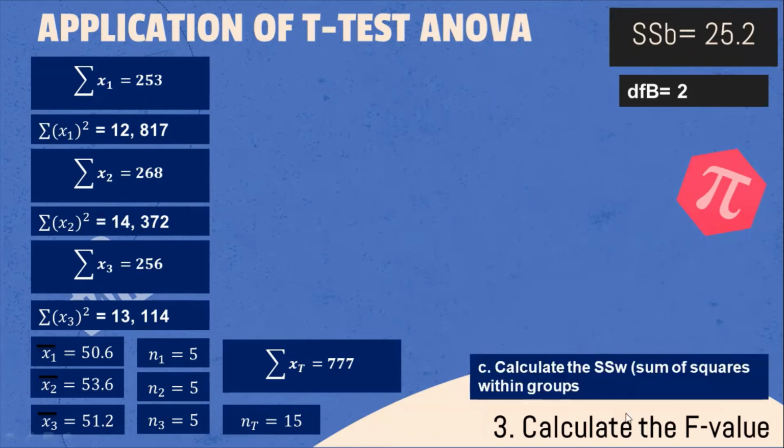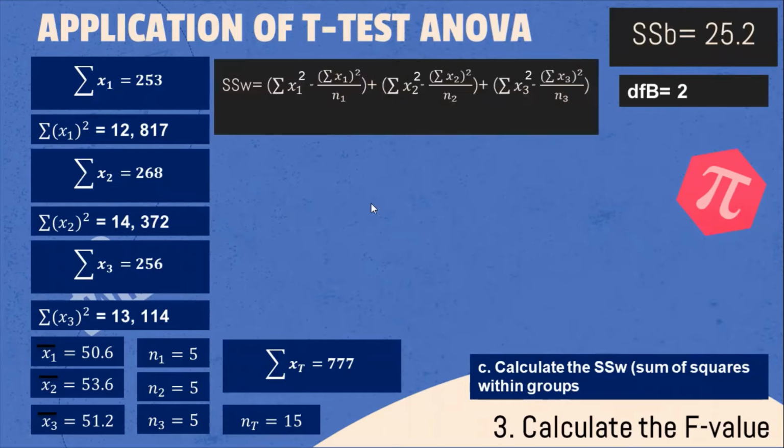Next step, calculate the SSW, or the sum of squares within groups. So this is our formula. The summation of the square of x sub 1 minus the square of the summation of x sub 1 over n sub 1, plus the summation of the square of x sub 2 minus the square of the summation of x sub 2 over n sub 2, plus the summation of the square of x sub 3 minus the square of the summation of x sub 3 over n sub 3. Let's now substitute these values on the given formula.